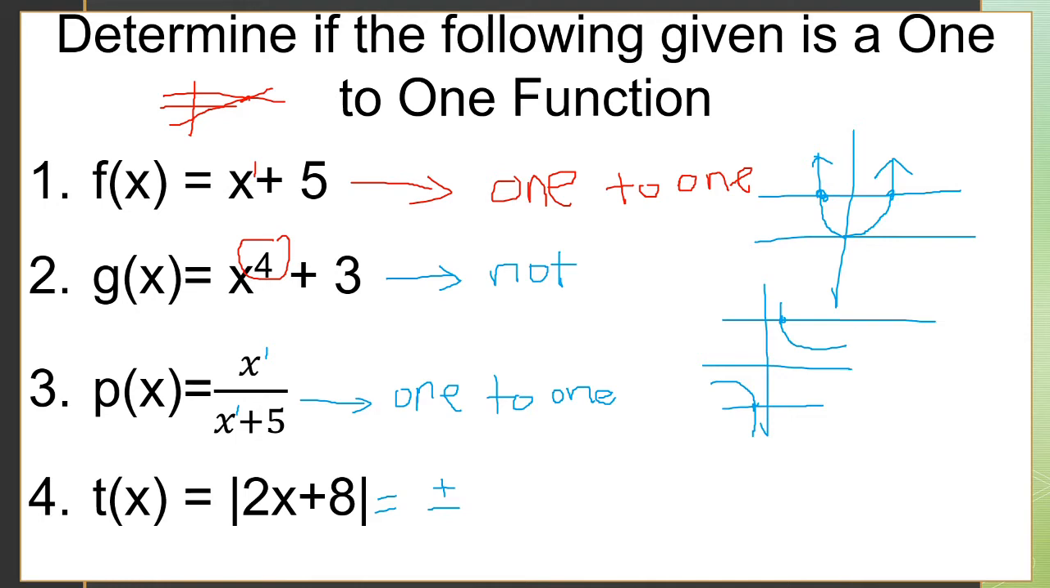And then, kapag nag-graph tayo niyan, ang graph ng absolute value is V-shape. So meron tayong ganyan at ganyan. V-shape lang po siya. At kapag nag-test tayo ng horizontal line test, meron tayong 2 points of intersection na madadaanan ng horizontal line test. So therefore, number 4 is not a one-to-one function. So that is on how to determine if the following given is a one-to-one function or not.